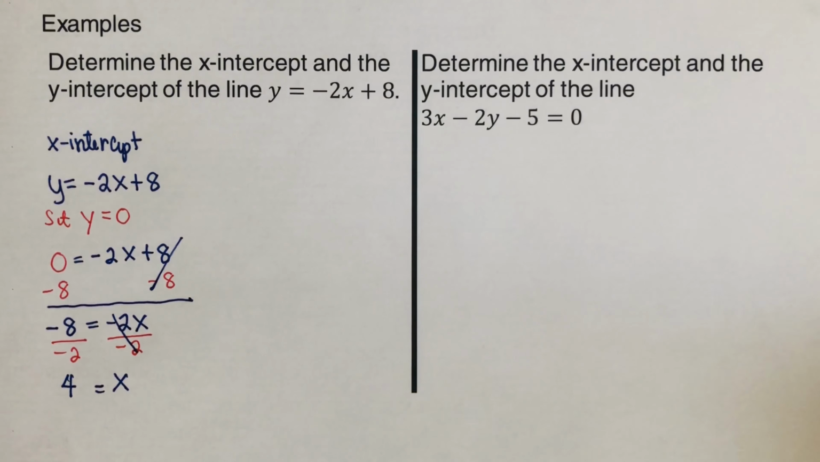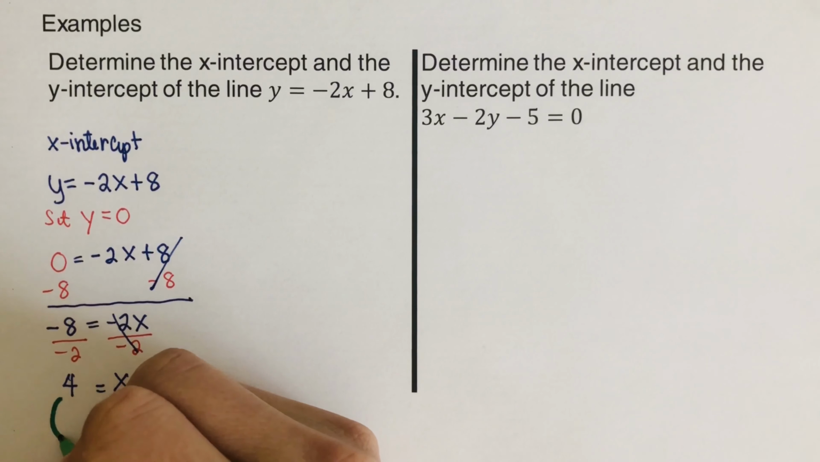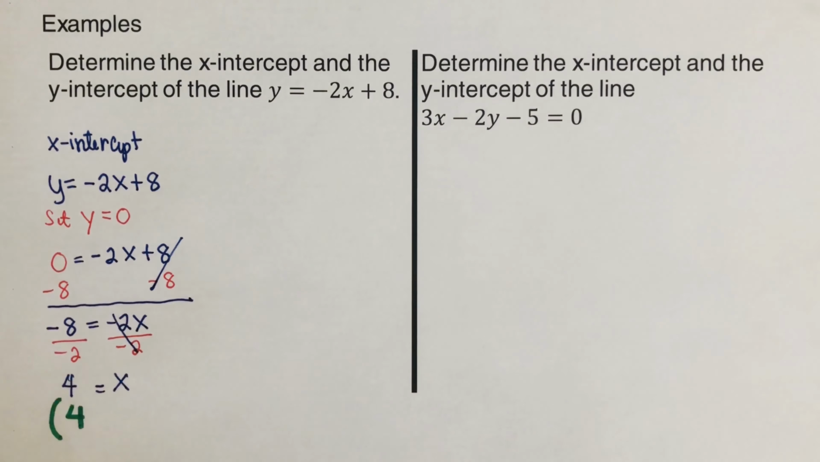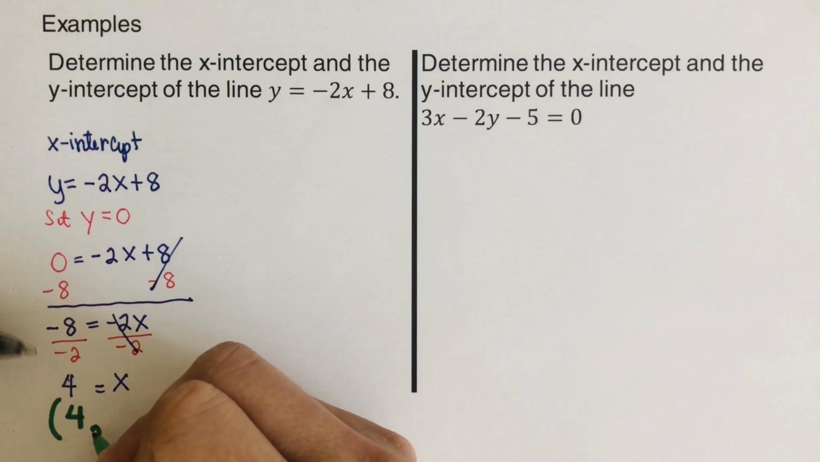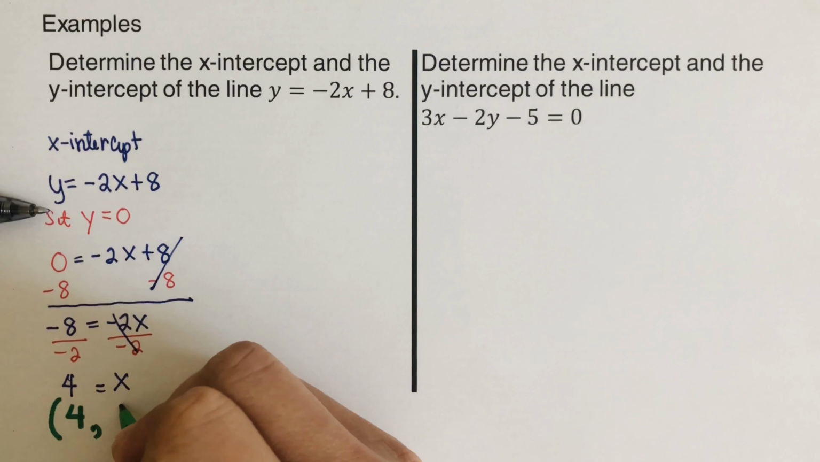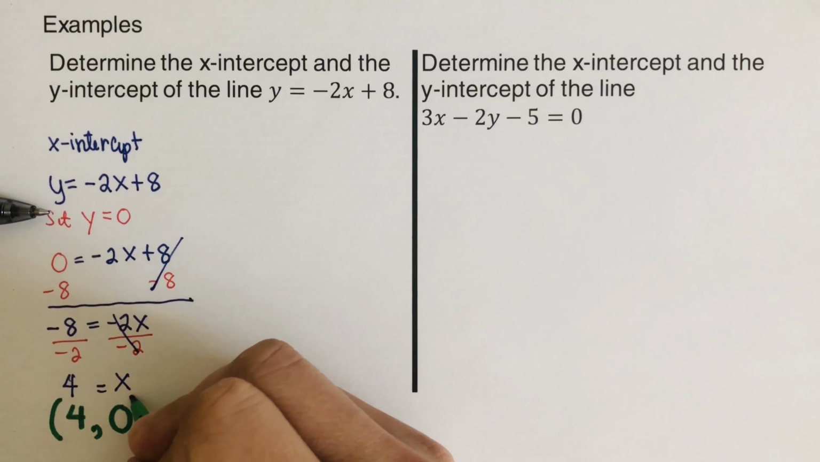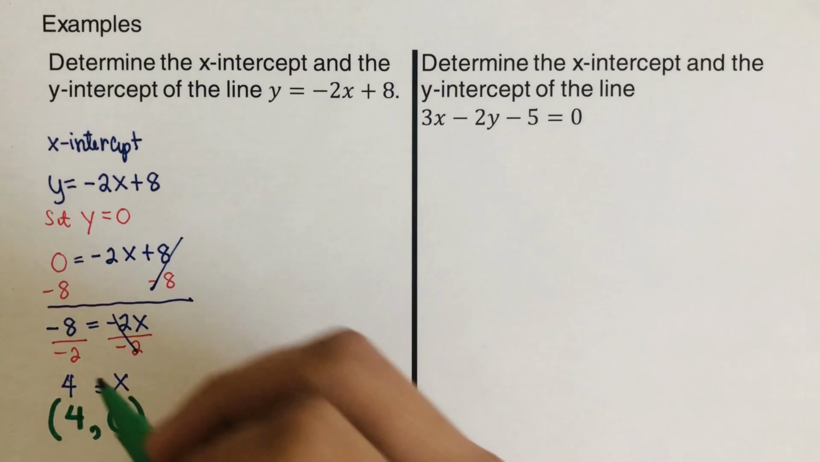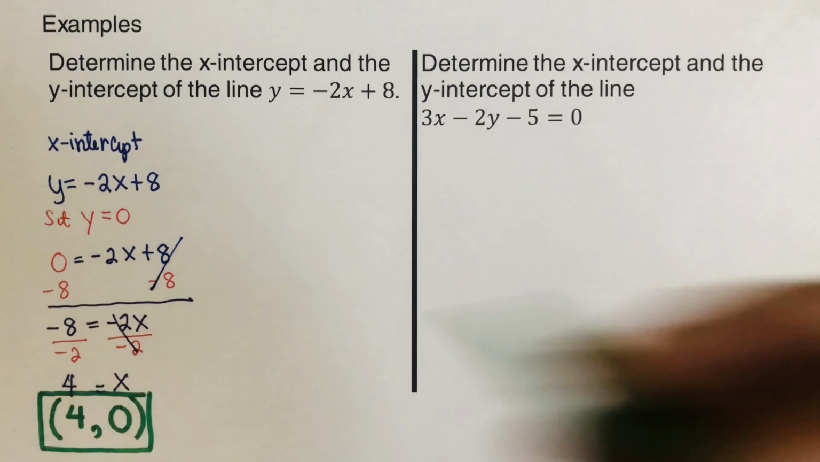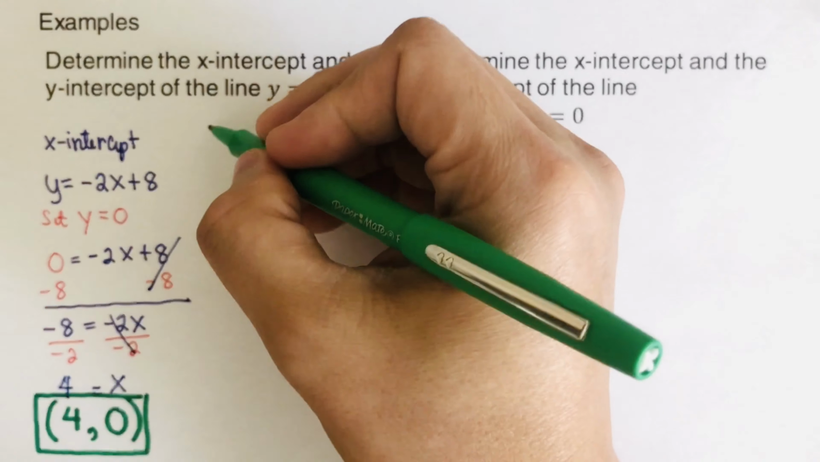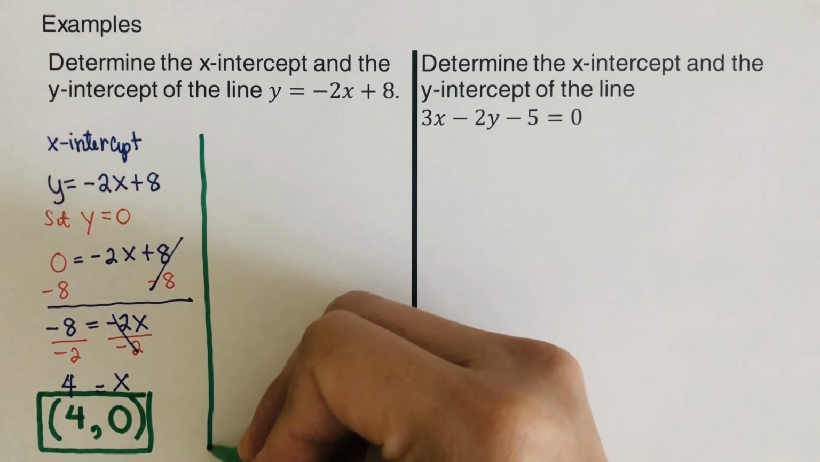So we already have a value for x and y. Then we can say that our x-intercept as a point is 4, the value of x, and the value of y that we set at the beginning is 0. So our x-intercept is located at (4, 0). Now let's do the y-intercept. To solve for the y-intercept, we do the opposite.